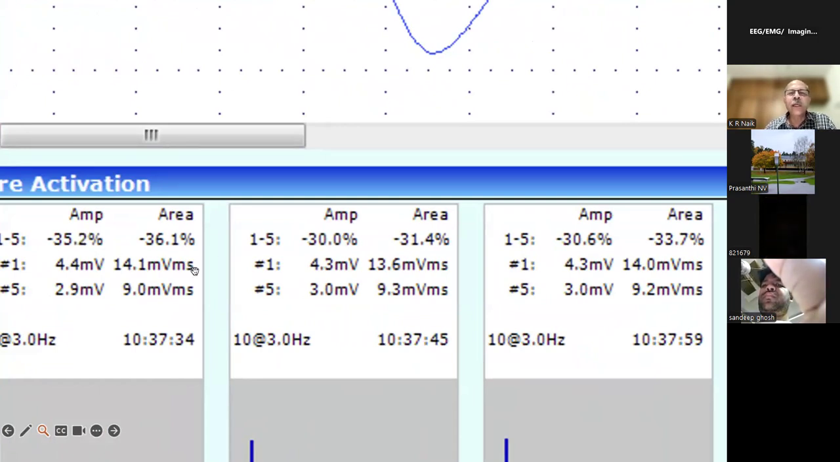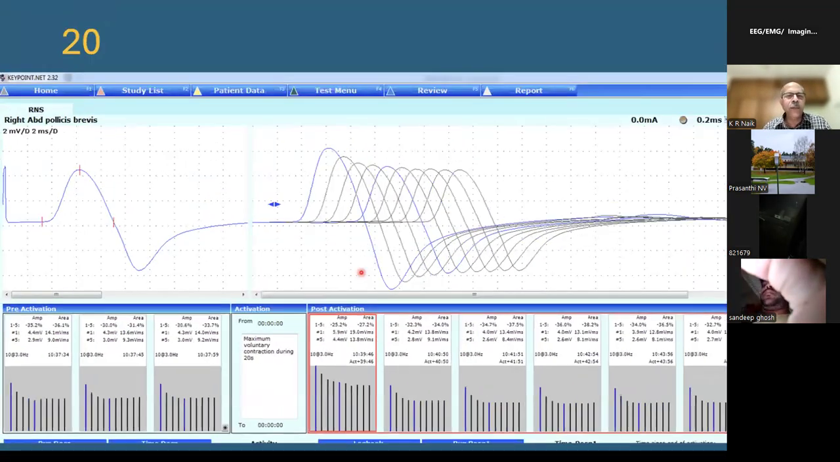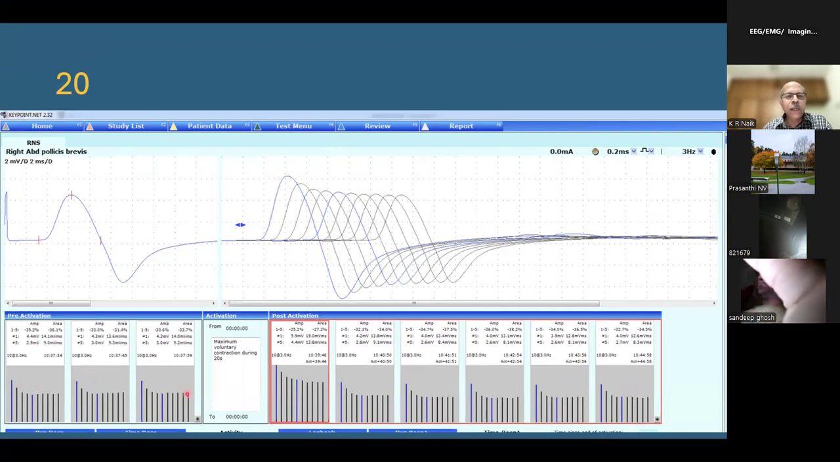Area also is reduced. So there are some authors who use both area and amplitude. Some publications mention that area sometimes may be slightly better than the amplitude. Pickup rate becomes higher when you take the area. So we have decrement in the baseline test.